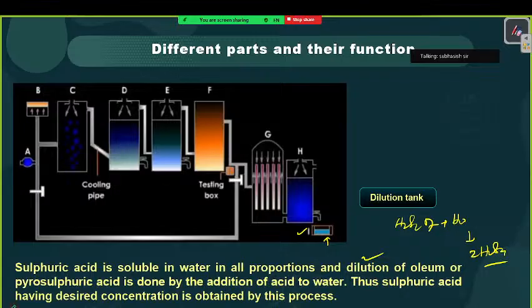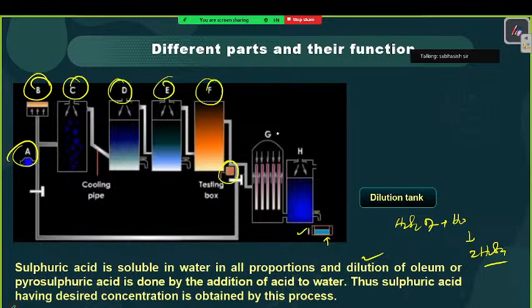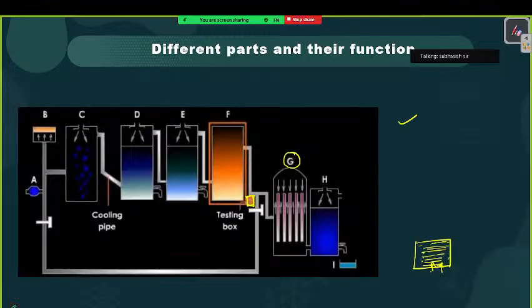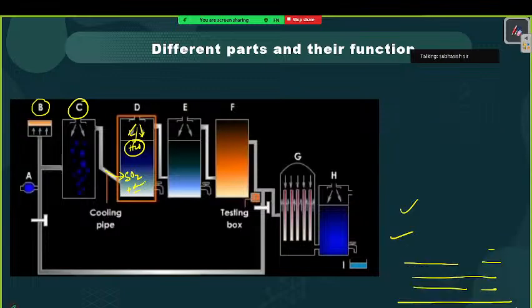So there are so many steps: A, B, C, D, E, F, testing box, G, H, and the dilution tank. G and H you can write as I. So there are so many steps. Each and every step I discuss. Now just remember what we have mentioned.